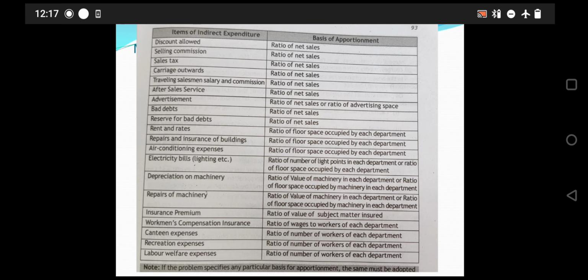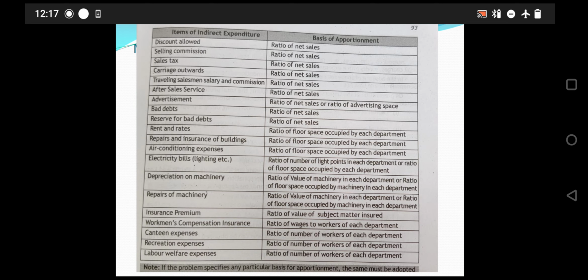So in the first column it gives information about items of indirect expenditure and the basis of the same, how you can divide them. Discount allowed should be divided on the basis of the ratio of net sales of the department. Suppose department A has 10,000 and department B has 20,000, so the ratio is 1:2. Discount allowed should be divided between A and B in the ratio of 1:2, which I got based on the sales. So on the basis of the sales ratio I should divide discount allowed.